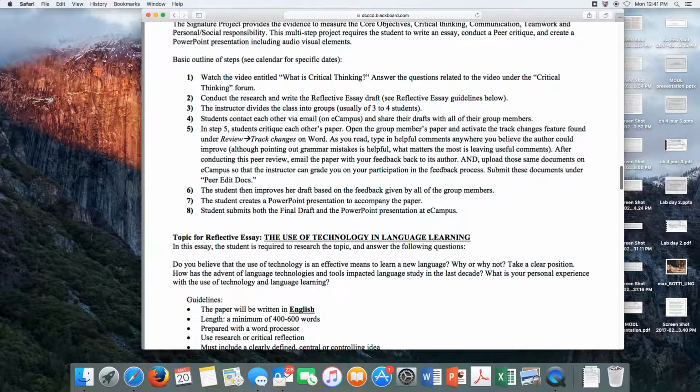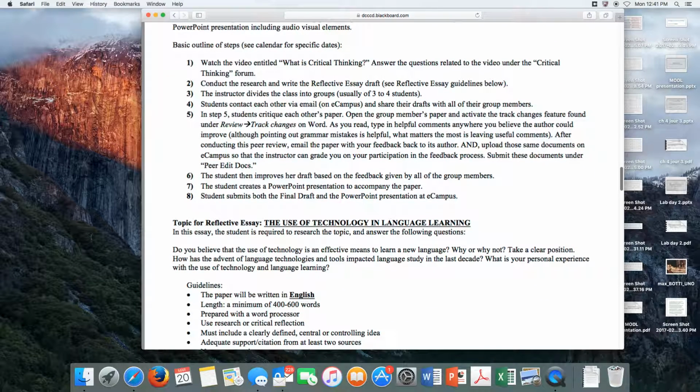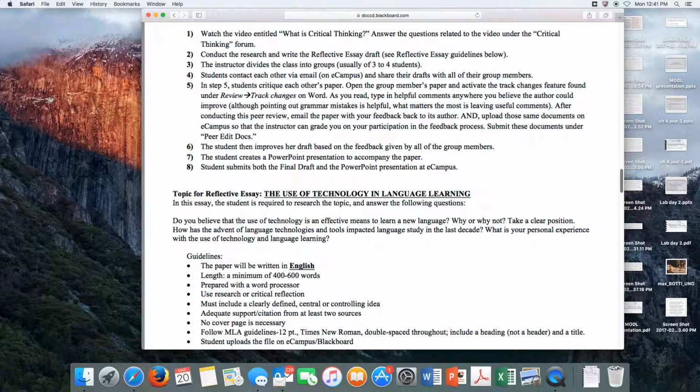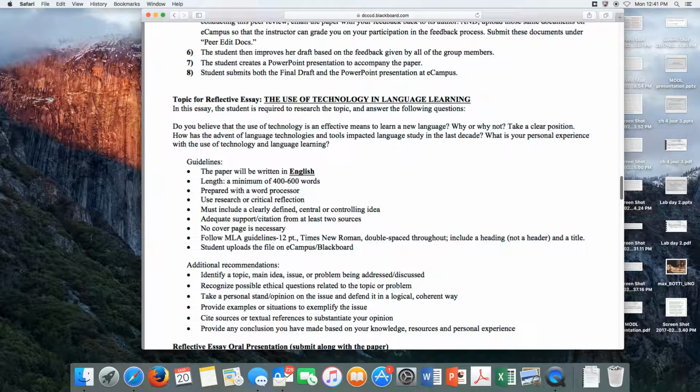Okay, so you follow these steps, and it's just a regular essay in English, and the topic is the use of technology in language learning. I give you a couple of questions here to get you started, to get you thinking. Do you believe that the use of technology is an effective means to learn a new language? Why or why not? Take a clear position.